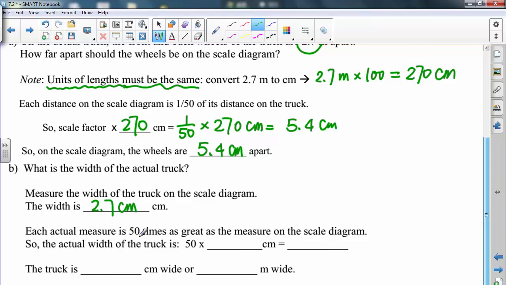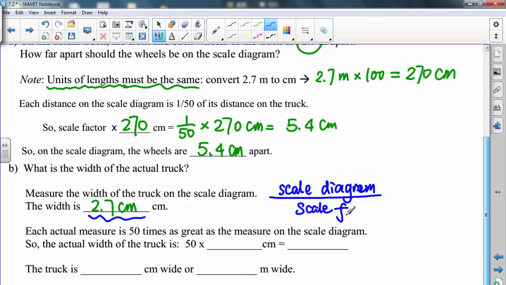Each actual measure is 50 times as great as the measure on the scale diagram. So when I have the length on the scale diagram and I want to find the length on the original diagram, I will use this length on the scale diagram divided by the scale factor. This division will give me the length on the original diagram.